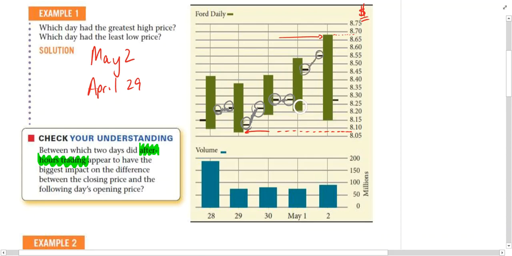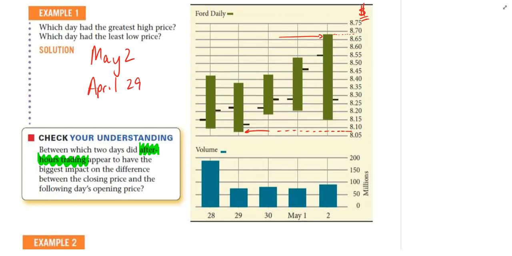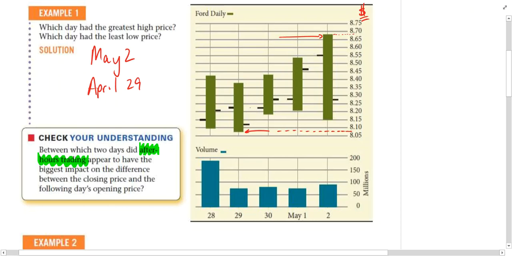Well, it looks like between Thursday and Friday there was a pretty big jump, and then also between Tuesday and Thursday there was an awfully big jump as well. At first glance, it might be kind of hard to tell which jump was larger between Thursday and Friday or between Tuesday and Wednesday. But I think between Tuesday and Wednesday appears to be the larger of the two differences.